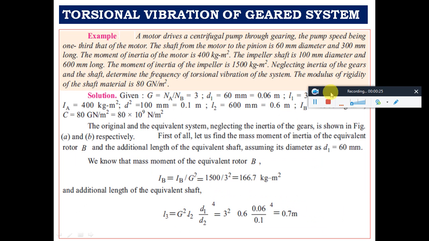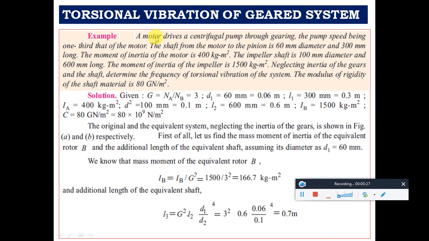Here, let us take the given details. The gear ratio is given as 3. That is, the pump speed is 1/3 of the motor speed. The motor is the input and the pump is the output. So that becomes 1 by 3, and the gear ratio G becomes 3. The first diameter is 60 mm, and the length is 300 mm, in meters 0.3 meters, and its moment of inertia.